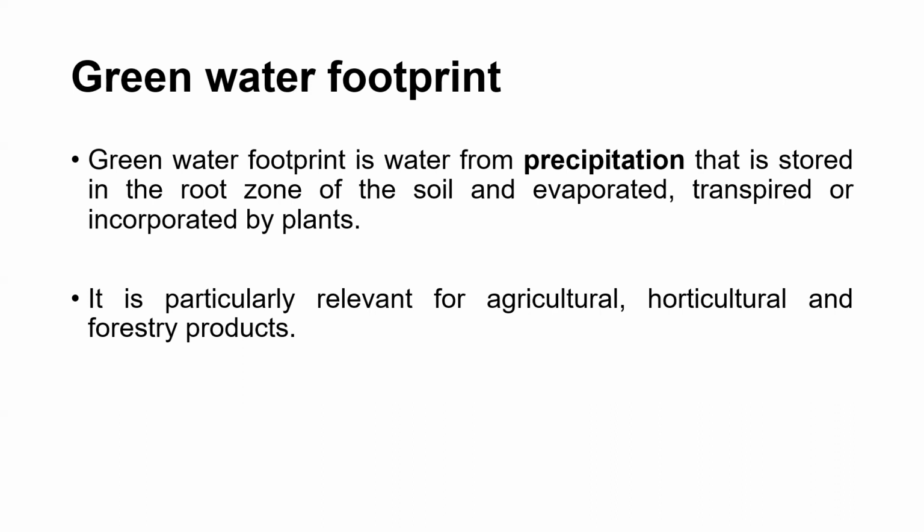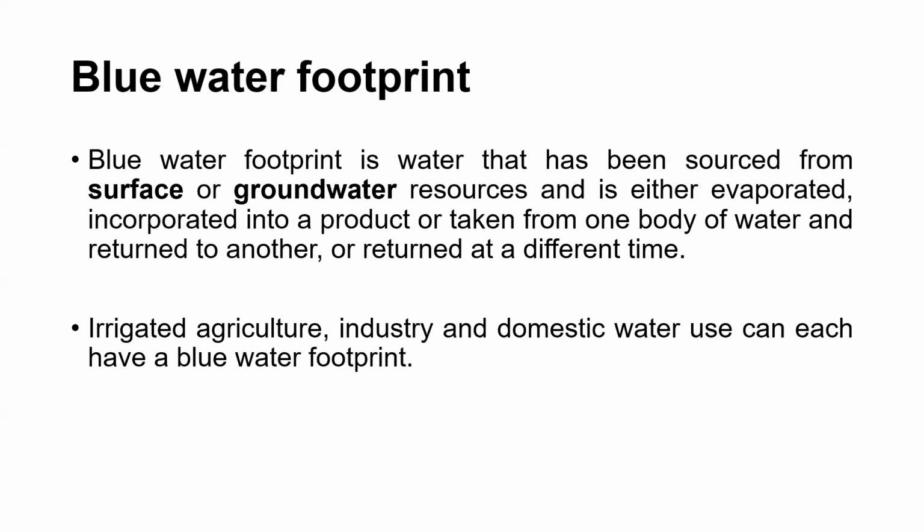Is it clear now? Okay. So the green water footprint is the rainwater, the precipitation stored in the root zone of the soil, which is evaporated, transpired, or incorporated by the plants and available in the atmosphere as rain. That is known as green water. This water can be utilized without any treatment, especially for irrigation or in agriculture, horticulture, and forestry products.